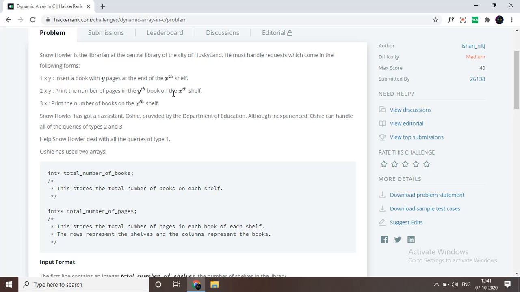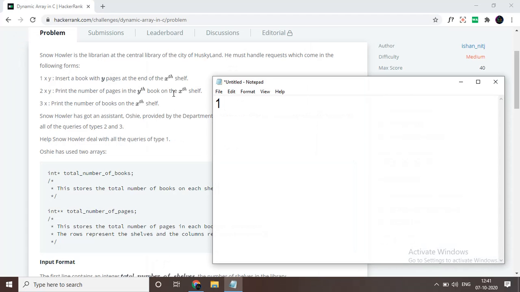We have to put a book of y pages. For example, 100 pages of book I am going to place in the 0th shelf. For example, 1, 2 and 100. What does this mean? I am going to put a 100 page book in the second shelf. Like this, for example for the 0th shelf, I am going to put a 100 page book in the 0th shelf, like this.